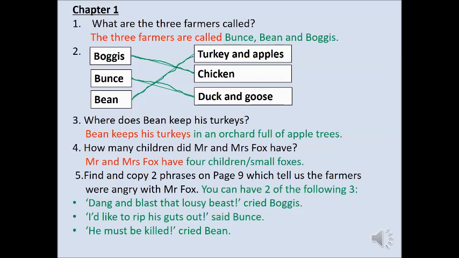Find and copy 2 phrases on page 9 which tell us the farmers were angry. Okay, there were 3, but you can have 2 of the following. "Dang and blast that lousy beast," cried Boggis. "I'd like to rip his guts out," said Bunce. "He must be killed," cried Bean. You could have any 2 of those, because they all tell us that the farmers were really angry with Mr. Fox. They don't sound very happy about any of that, do they?